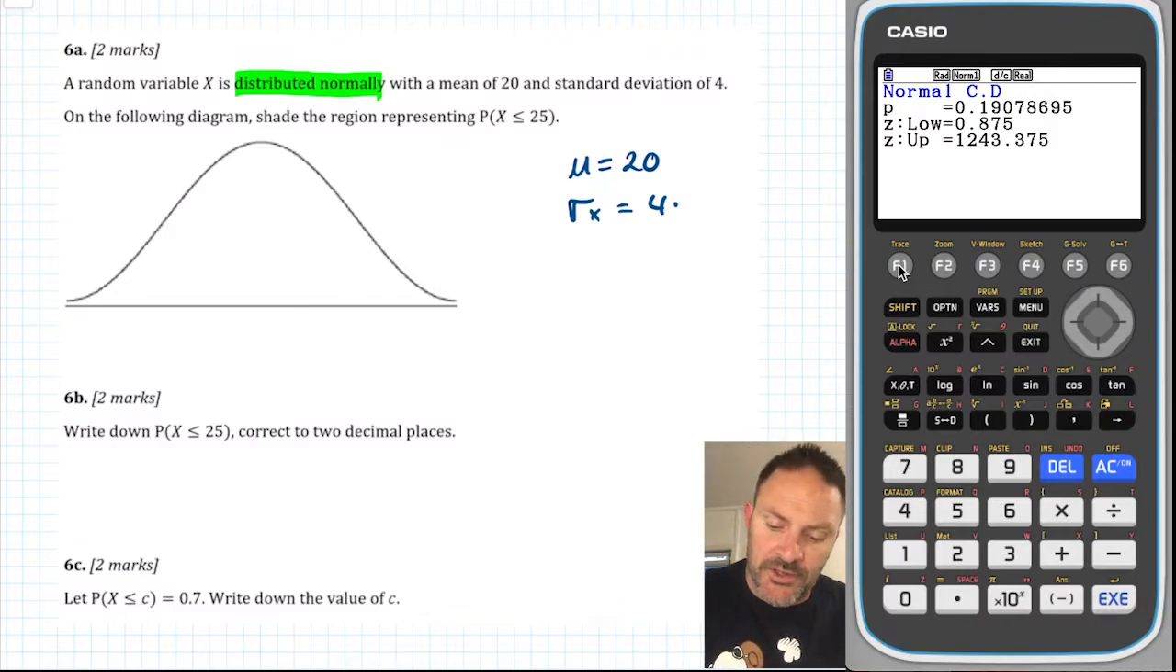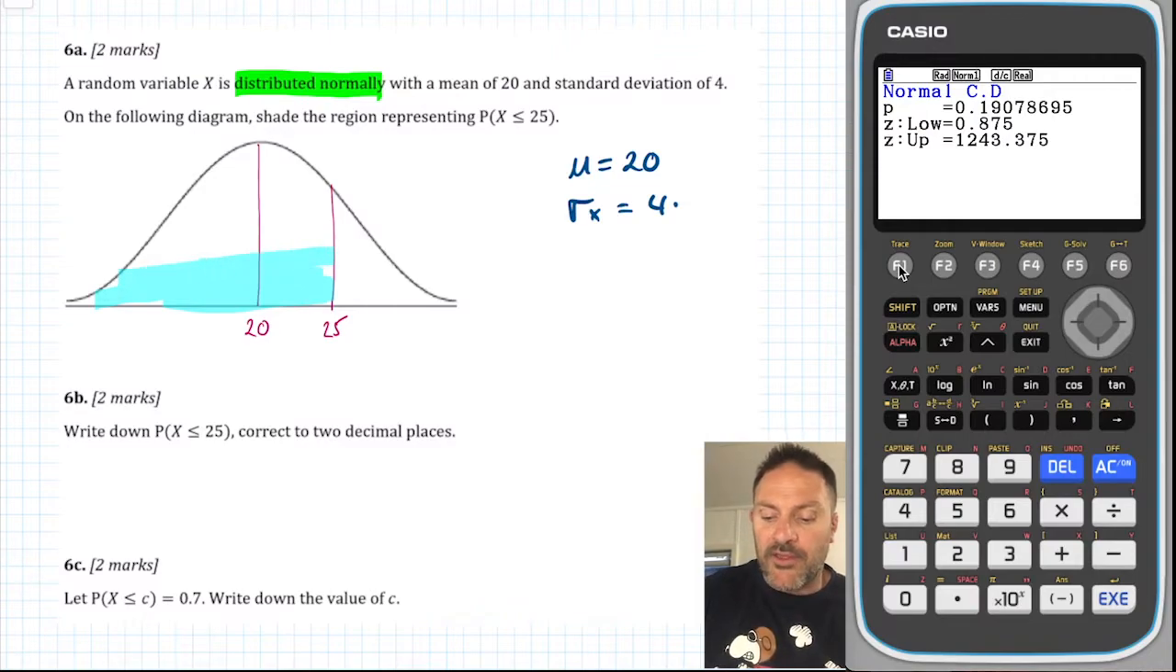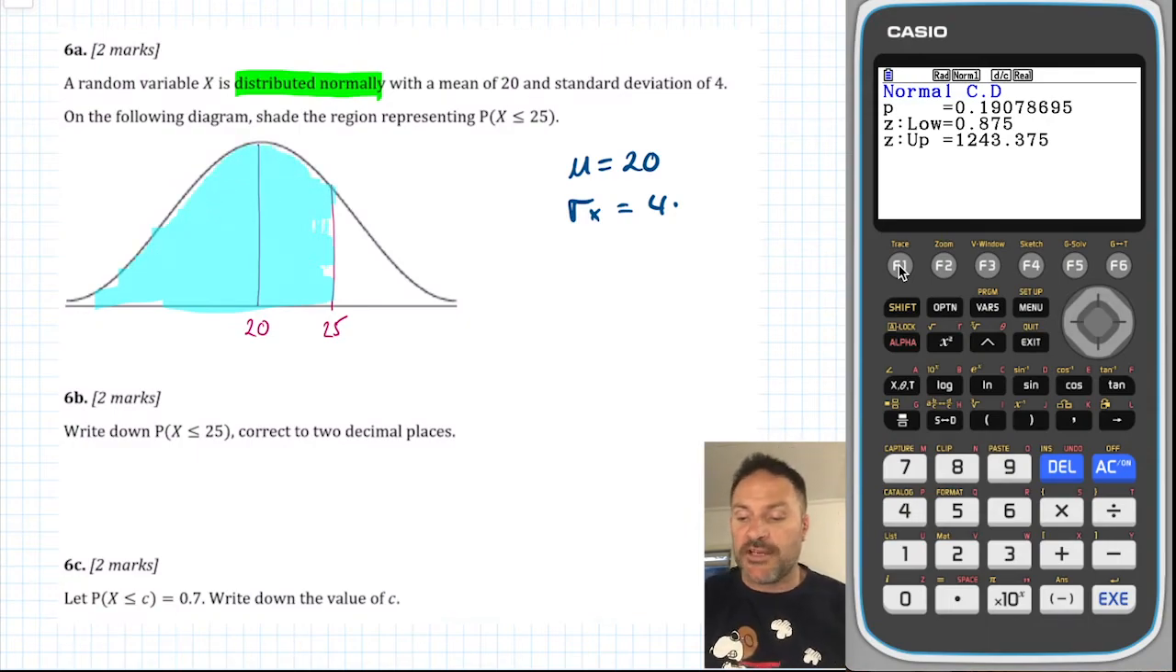So the first thing I'm going to do is I'm going to put my mean there. That's 20. I'm going to put the score of 25 on here, which is there, and it's asking me to shade less than 25. So it's going to be that left-hand side tail. Okay, that's the probability that I'm kind of looking at in this instance. It hasn't asked me to find the probability in this case, it just asked me to find the shaded region, which I've done.